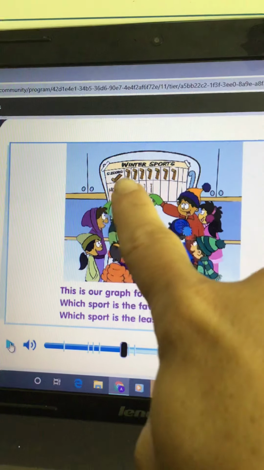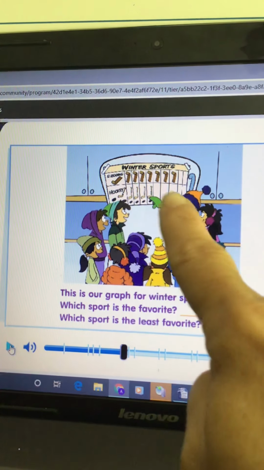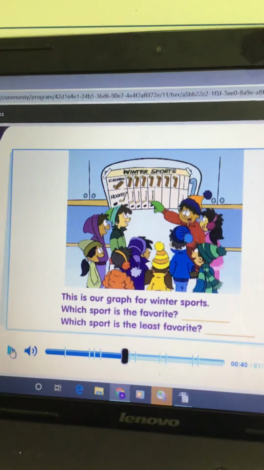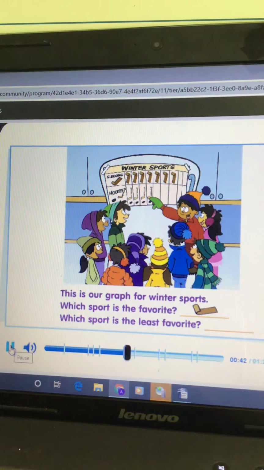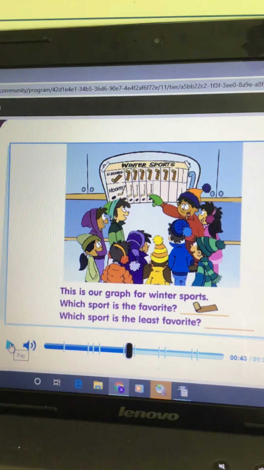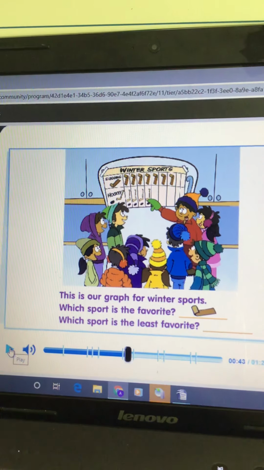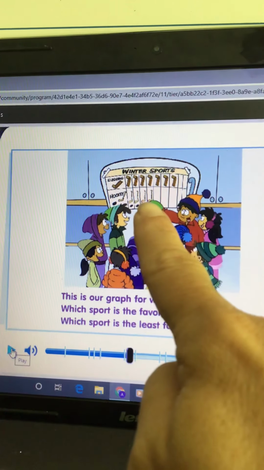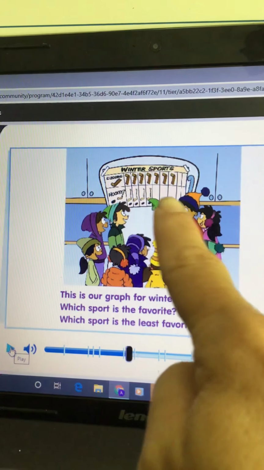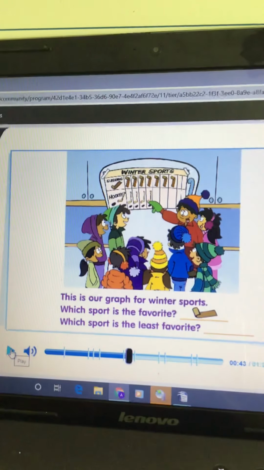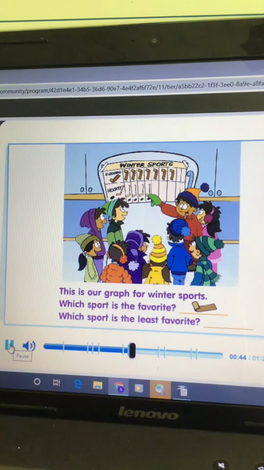So when we look up top at the pictures, we can see that sleds goes out farther than hockey sticks, so sledding is the favorite or had the most. Sledding. Which sport is the least favorite? Least means the smaller or lesser amount. And we can see that the hockey sticks are in closer. They don't go out as far as the sleds. So hockey would be the least favorite. Hockey.